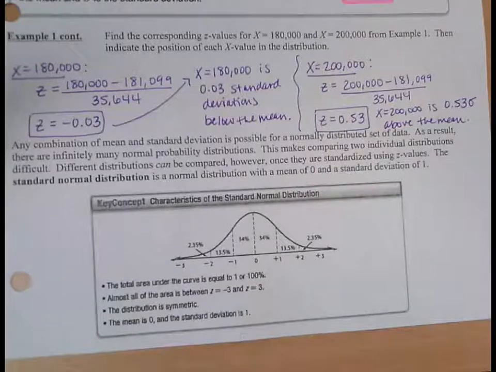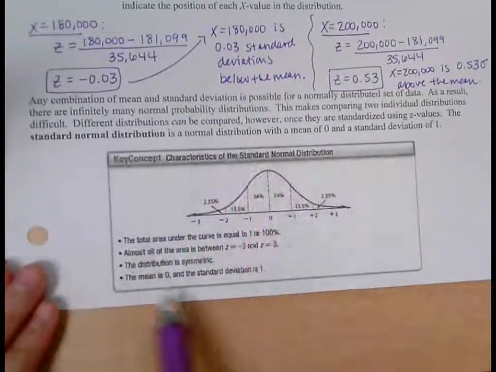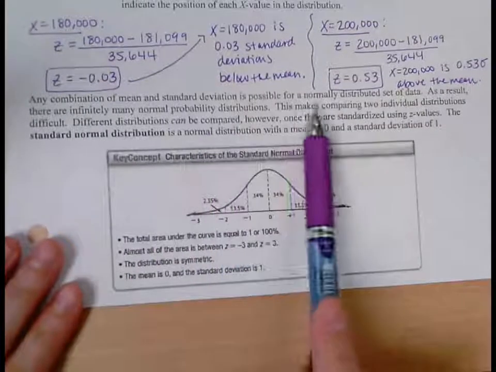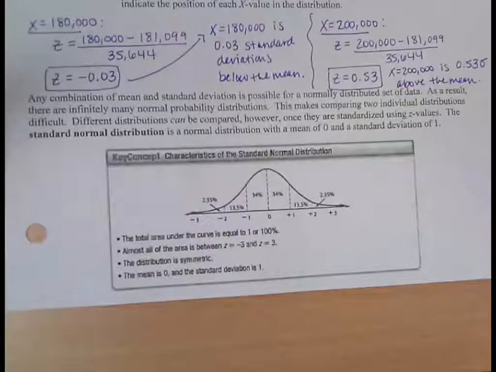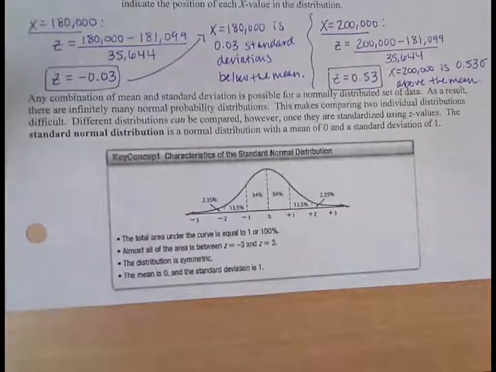So far, none of this actually needed a graphing calculator. We're going to get to that quickly here. What this is showing is that any combination of mean and standard deviation is possible for a normally distributed set of data. As a result, there are infinitely many normal probability distributions, and this would make comparing two individual distributions difficult. However, any normal distribution can be standardized. So for any x value in any normal distribution you can find a z-value or z-score.